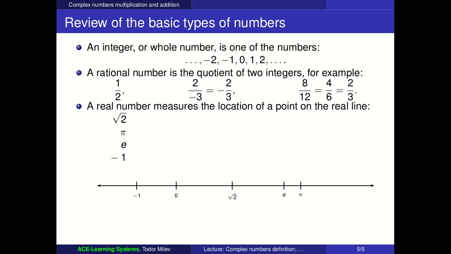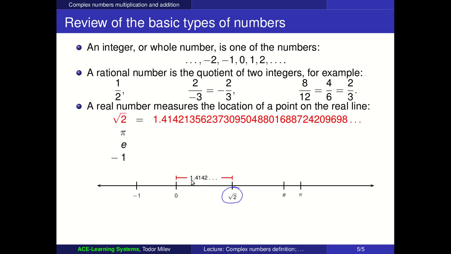Okay, next we have also studied the real numbers. Now, what real numbers do is they measure the location of a point on a real line. For example, here's the number radical of 2. The number radical of 2 is approximately equal to 1.4142 and so on all the way to infinity. But the number radical of 2 has an infinite decimal expansion. So such real numbers measure distances from the real line.